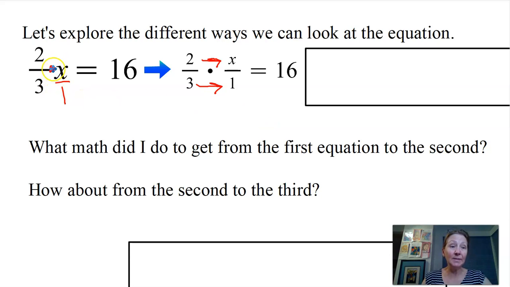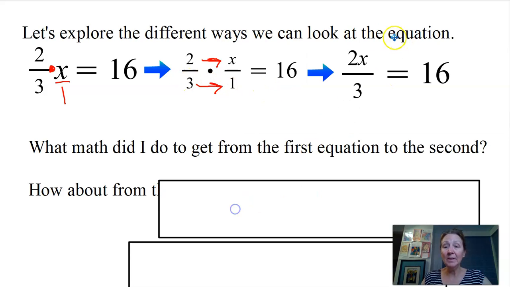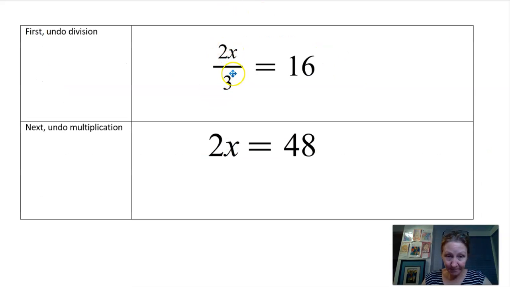All I did was separate the multiplication and put the dot back in, and I put the x over 1. And then from the second to the third, I did the multiply across. So now I've got an equation that we're going to do some kind of fun math with. Okay, so here's my equation.